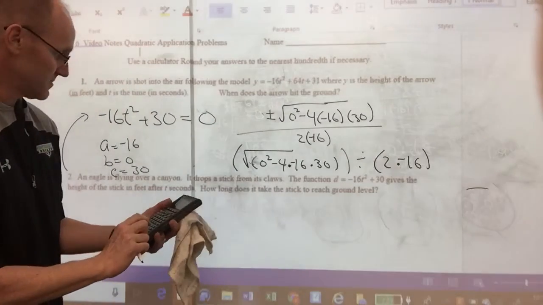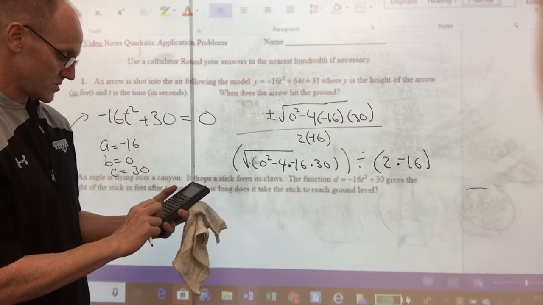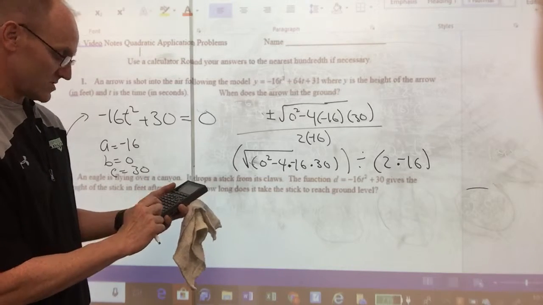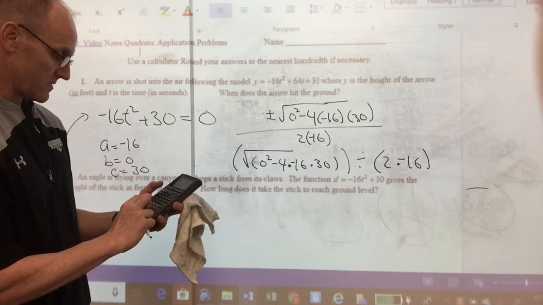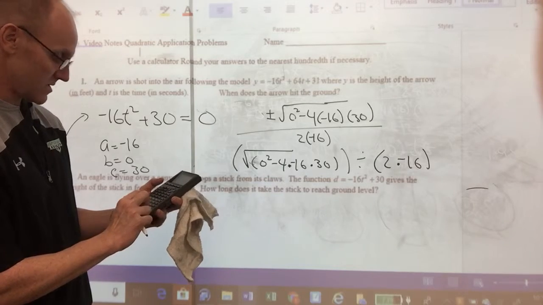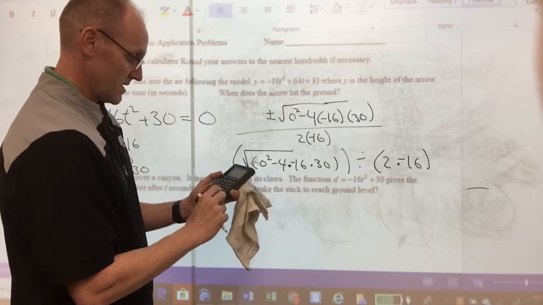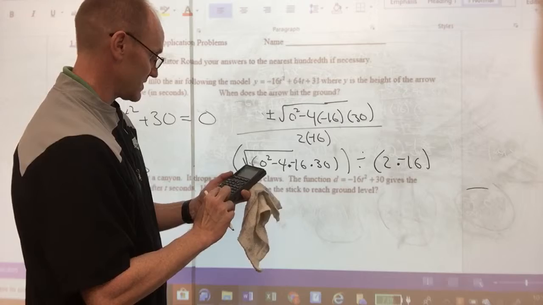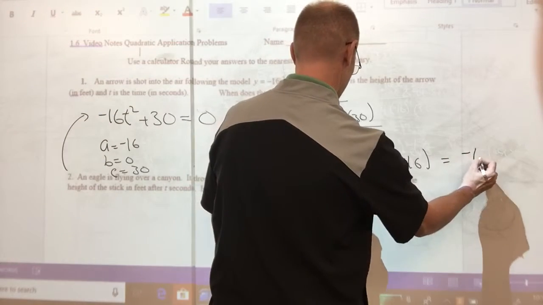So let's put that in. Open parentheses, second square root, and then parentheses. I could put the 0 squared, but I'm not going to because that's just 0. So I'm going to do 0 minus 4 times negative 16 times 30. Close the parentheses here, close the parentheses here, divided by, open parentheses, 2 times negative 16. And the answer ends up being negative 1.37.